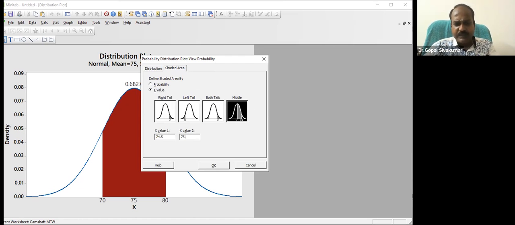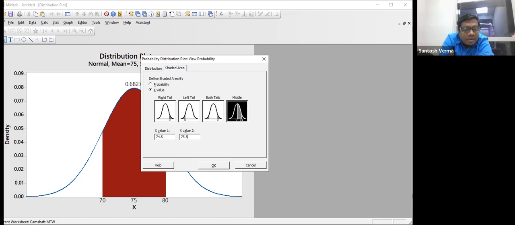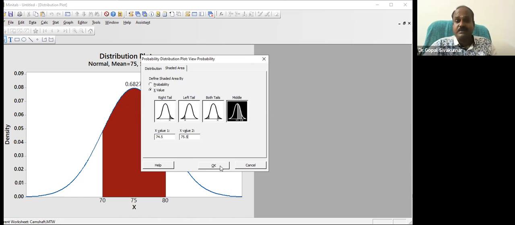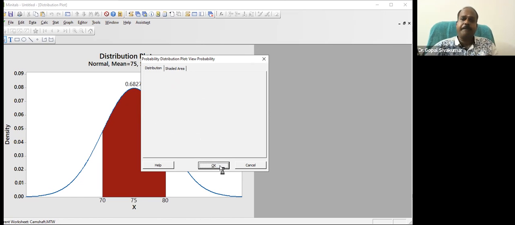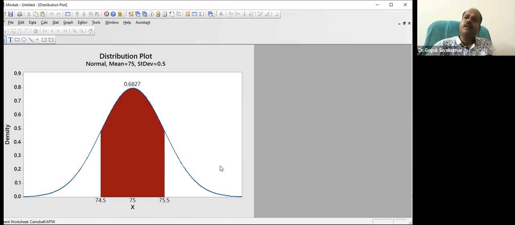So 74.5, 75.5. Now tell me, what percentage of the camshaft will lie between dimension 74.5 and 75.5? What percentage of the camshaft? Let me give, okay. I produce 1000 camshaft. 682 camshaft will have the dimension between 74.5 and 75.5.